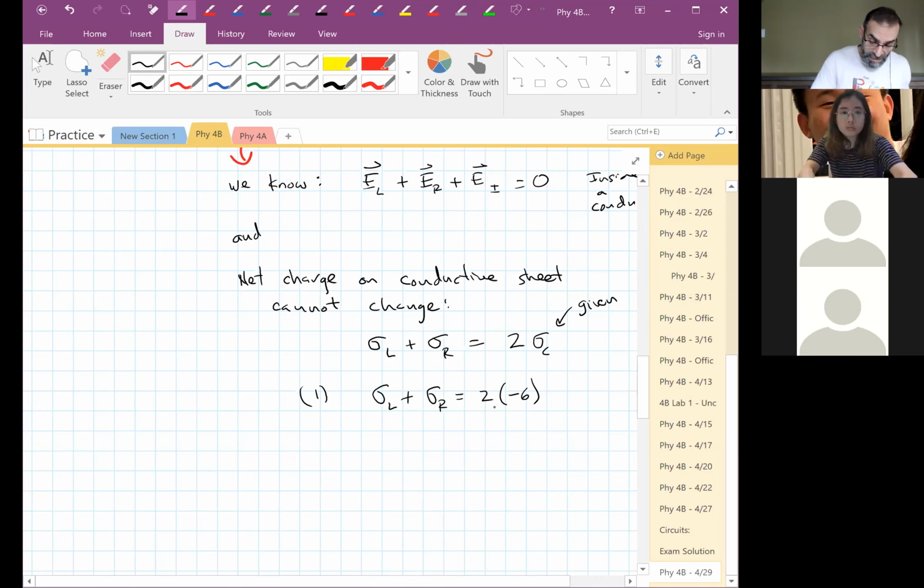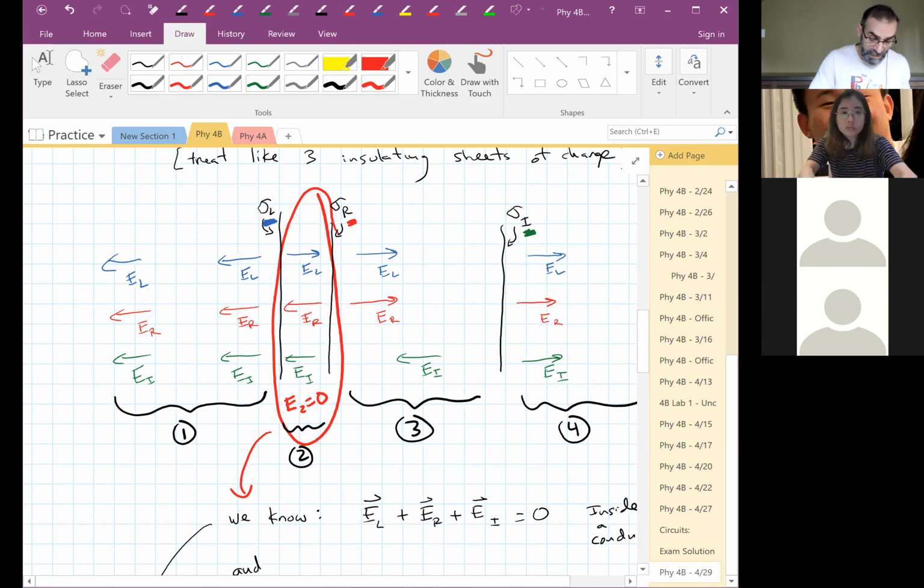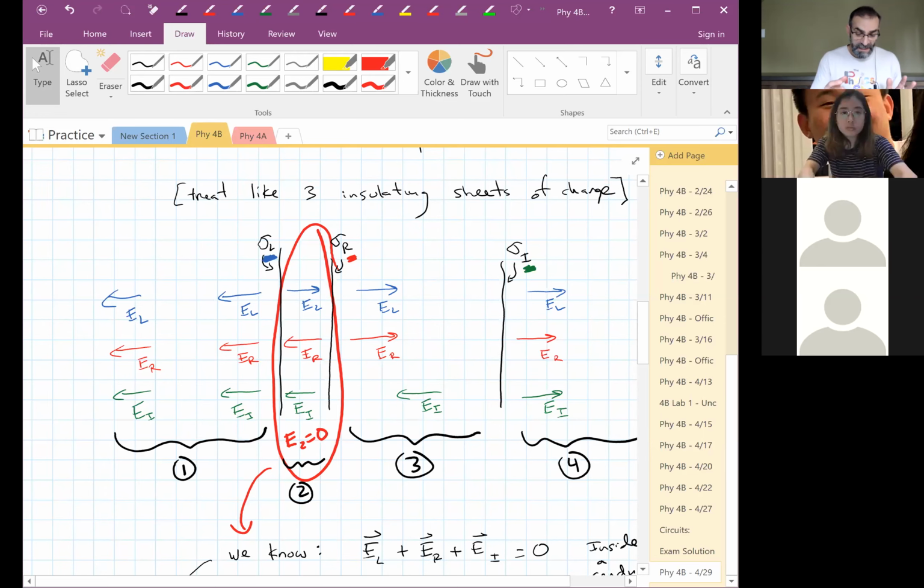So that's my first equation. And my second equation comes from the fields. The electric field is going to be sigma over 2 epsilon naught, right? The electric field coming off of an infinite sheet of charge, an insulating sheet of charge. So if I'm viewing these as infinite insulating sheets of charge, I know E sub L right here has to be sigma L over 2 epsilon naught, and it's pointing to the right.